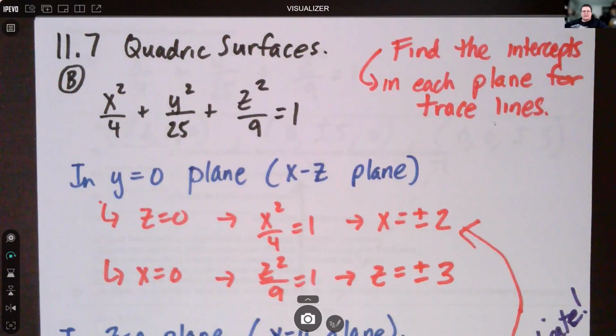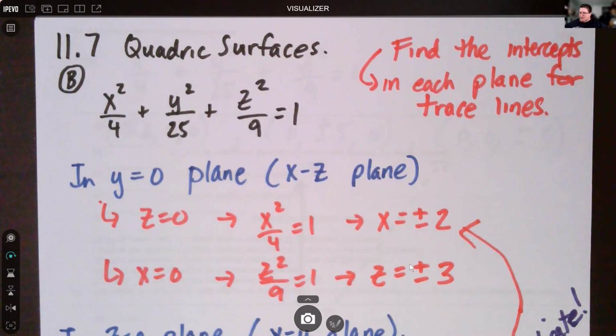In this video, we continue 11.7, the quadric surfaces. I don't think I mentioned that at the beginning of the last video. These cover things like our ellipses, our parabolas, our hyperbolas, circles, and how they show up in three-dimensional space. So let's just take a look at our first equation right here.